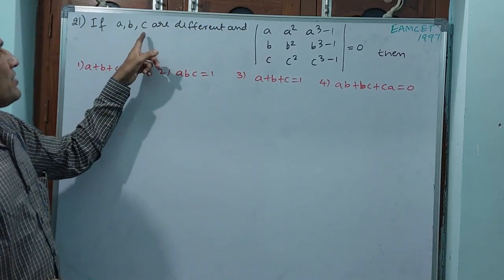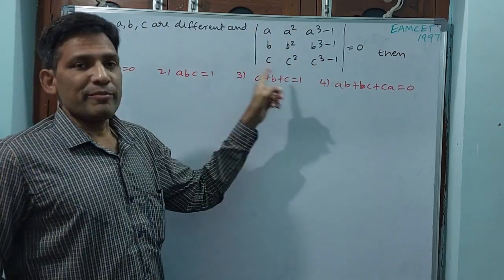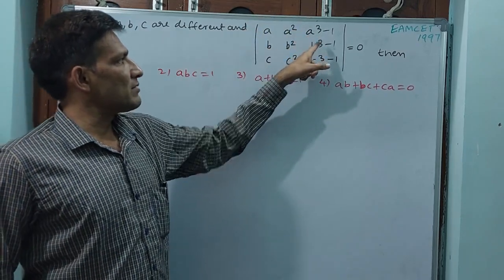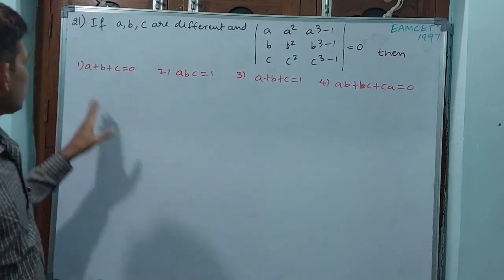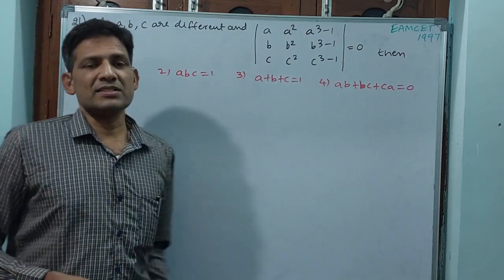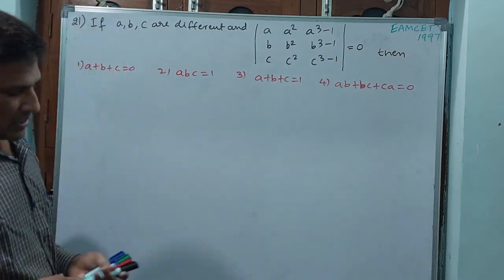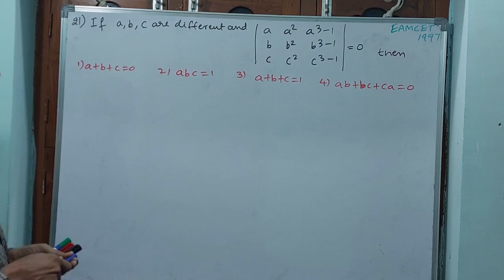If A, B, C are different, and this is a determinant: A, B, C; A square, B square, C square; A cube minus 1, B cube minus 1, C cube minus 1 equal to 0. Then, four options they have given. What is the correct option? This question was asked in MSET 1997. Let us proceed further, see how we are going to solve this question.